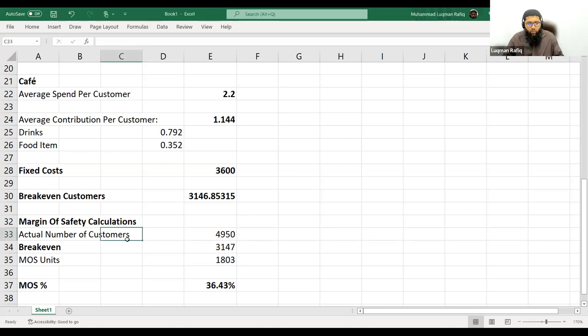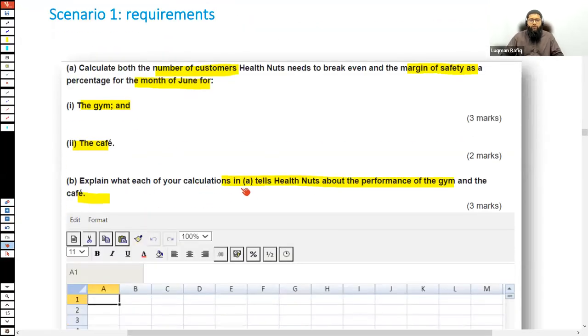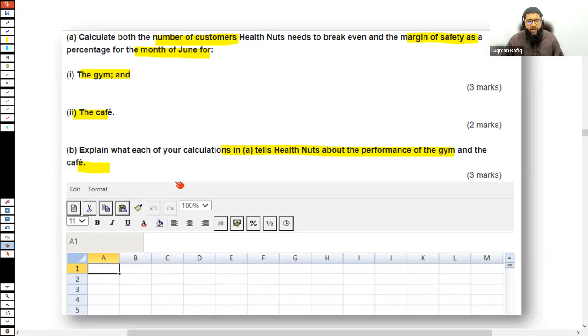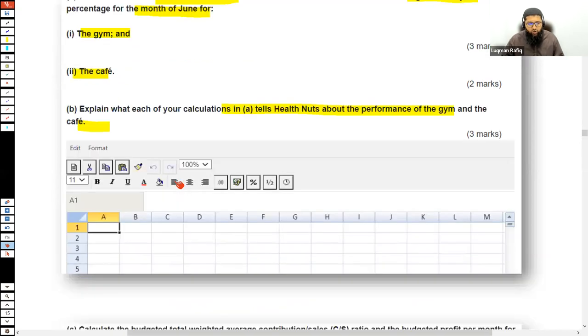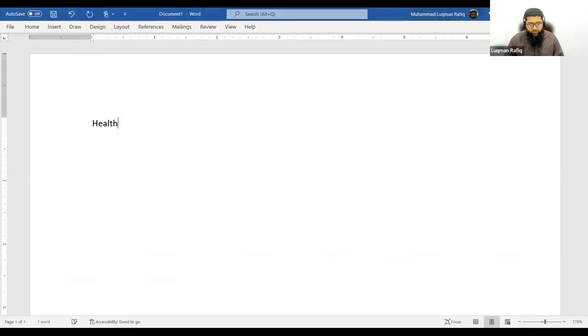Okay, lovely. Now, what is the next requirement of the question? It says: explain what each of your calculations in A tells Health Nuts about the performance of the gym and the cafe. So basically, what does it tell us about the performance of the gym and the cafe?